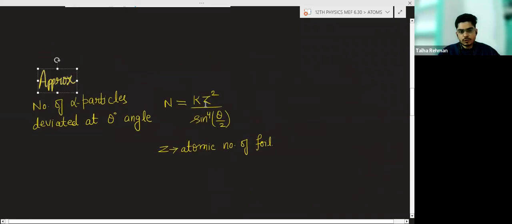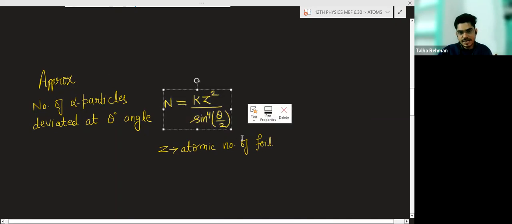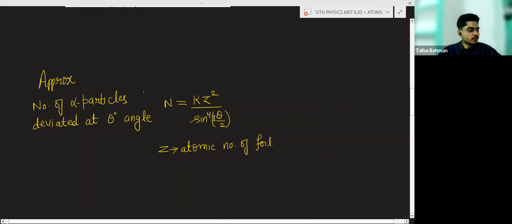This is the approximate formula. Approximately, the number of alpha particles deviated at angle theta is given by this, where N is the number of alpha particles deviated through some angle theta, K is a constant, Z is the atomic number of the foil, sine to the power 4 of theta divided by 2, and theta is the deflection angle.